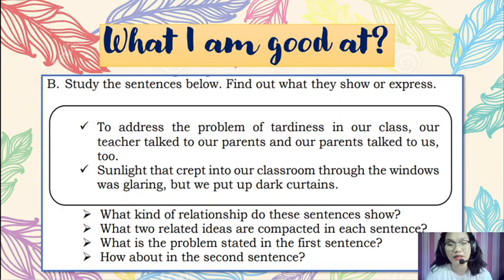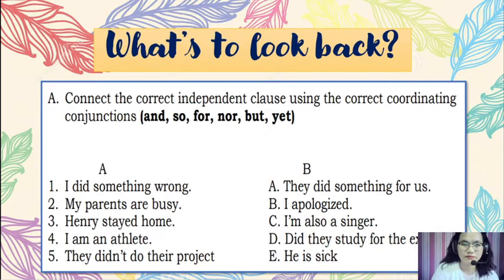And the fourth question is, how about in the second sentence? What is the problem given in the second sentence? Now, we can see that the sunlight crept into their classroom, and it was glaring despite the fact that they have put up the dark curtains. Correct me if I'm wrong. But yes, next one.